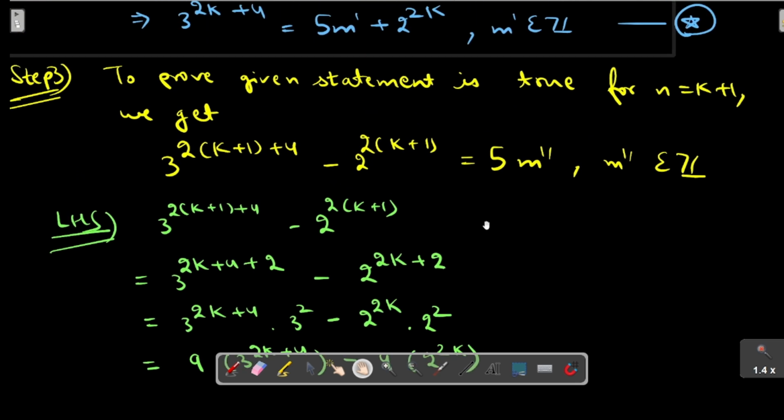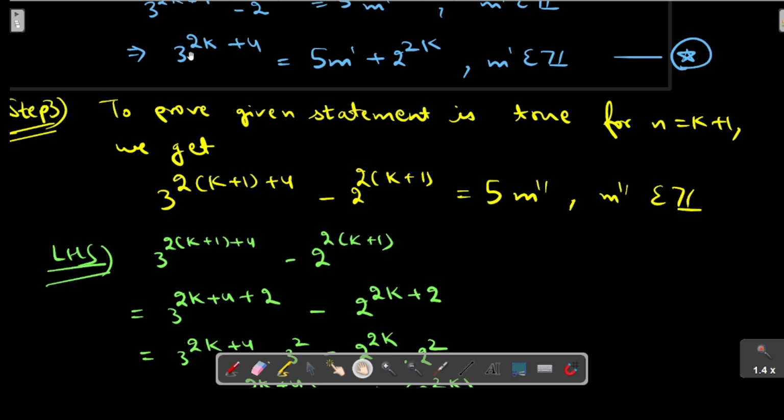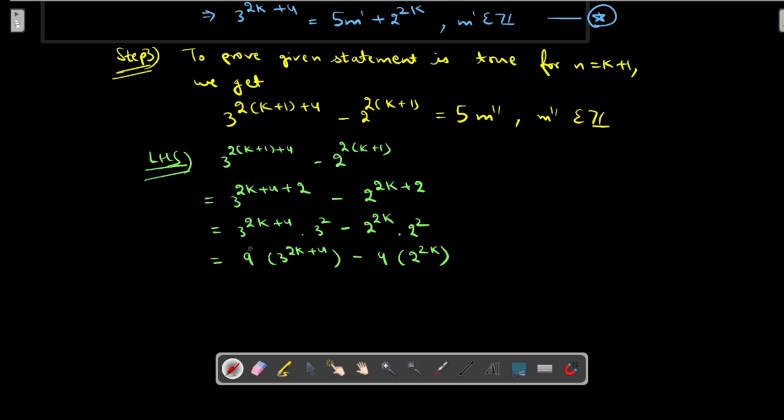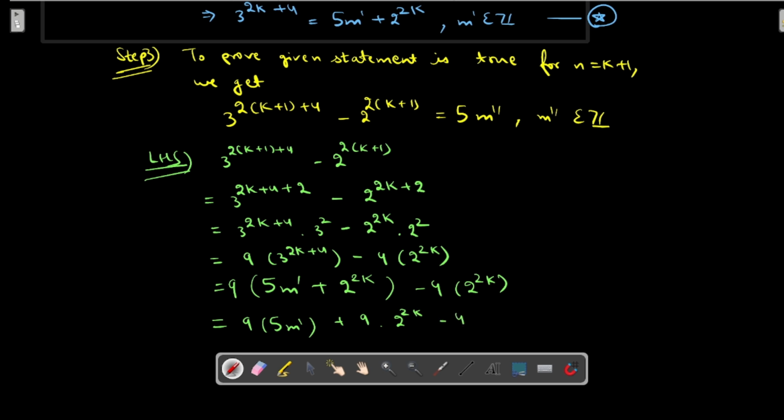Okay, now you have star, right? Where 3 to the power of 2k plus 4 is equal to this. Now let's just use star and sub it in over here. Let's see what it gives us. So this is 5m dash plus 2 to the power of 2k, times 9, minus 4 times 2 to the power of 2k. So this is 9 times 5m dash plus 9 times 2 to the power of 2k minus 4 times 2 to the power of 2k.